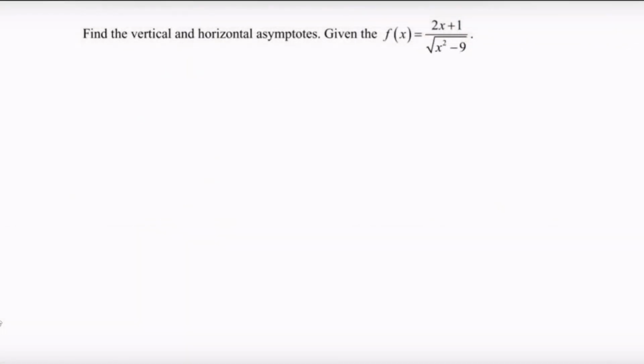Find the vertical and the horizontal asymptote. Given the function, we have 2x plus 1 over square root of x squared minus 9. Step number 1, find the domain.